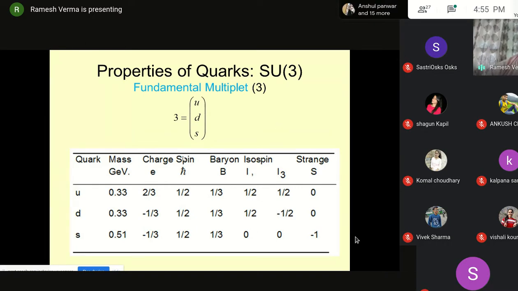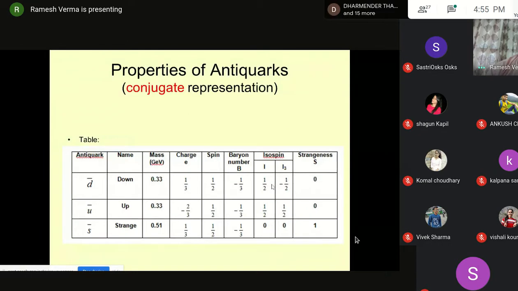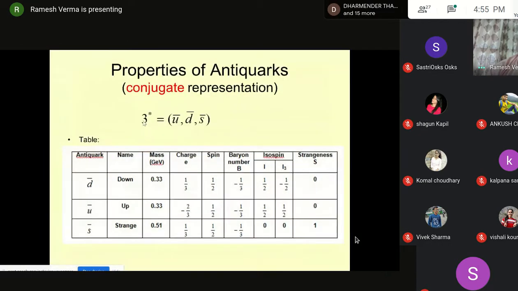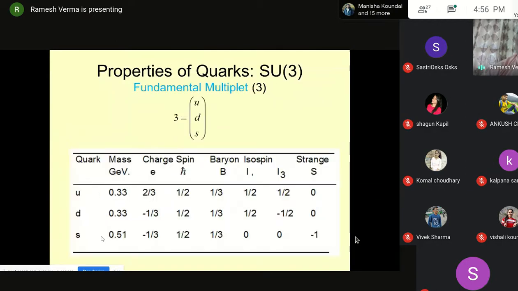So from here we go to antiparticle. These antiquarks, U bar, D bar, S bar, now belong to the conjugate representation under SU(3), and their properties can simply be obtained from the quarks. What happens is that the charge, baryon number, third component of isospin, and the strangeness change.